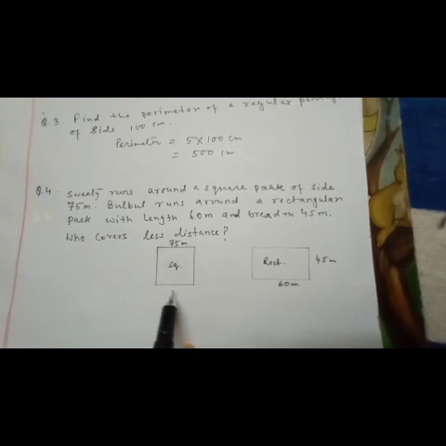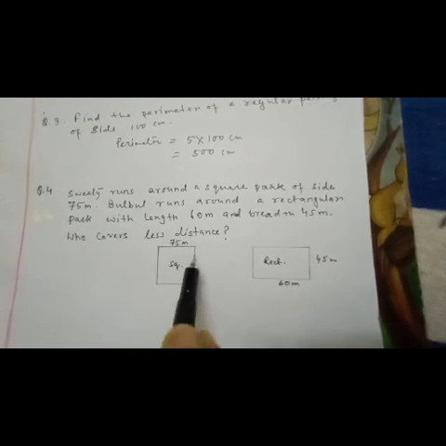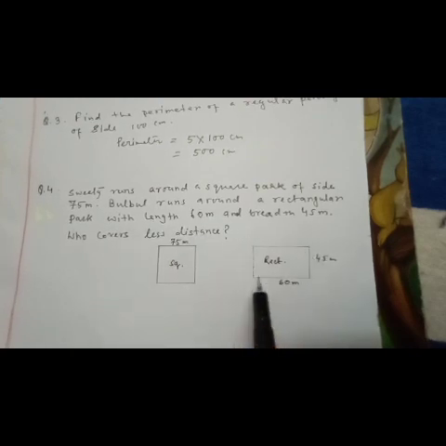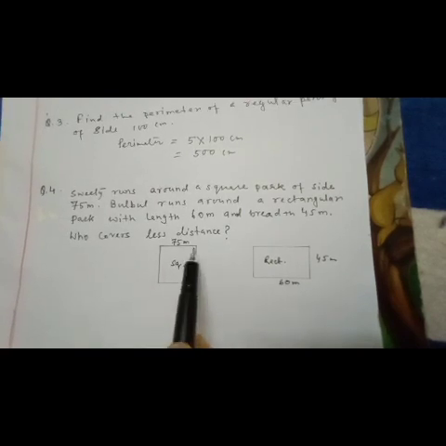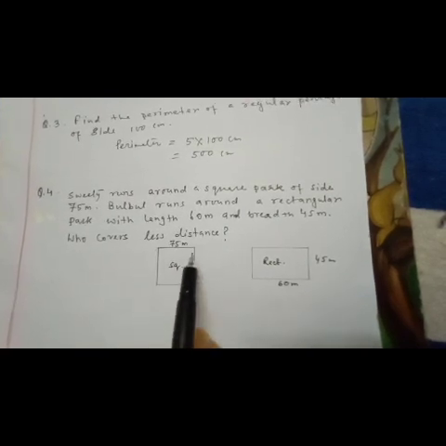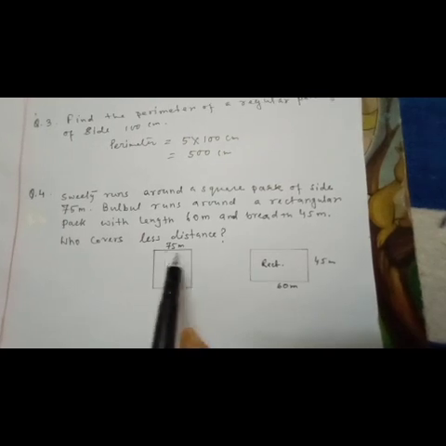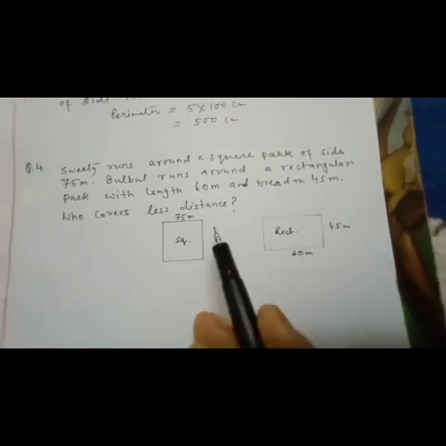Sweetie runs around a square park, which means you have to find the perimeter of the square park. Bulbul runs around a rectangular park. You have to find the perimeter of the rectangular park and then compare who covers less distance. That means distance is the perimeter here, because they are running around the park. So you have to find the perimeter.